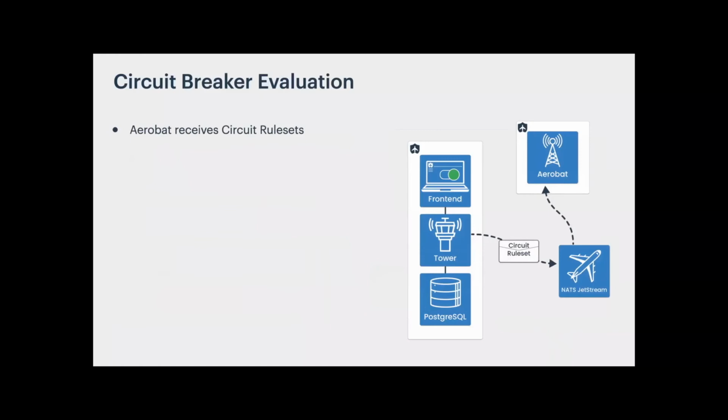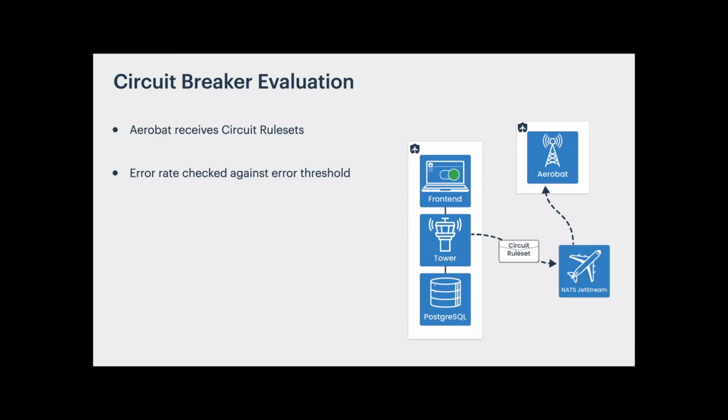In order to evaluate circuits, AeroBat must be aware of the developer configurations set for each flag. AeroBat receives these circuit rule sets by subscribing to NATS JetStream, consuming updated rule sets as they are published by Tower anytime an update is made. This lets AeroBat know what flags are active, the developer-set error threshold, and any automated recovery configurations. AeroBat stores these rules internally for evaluation, updating its state anytime a new rule set is received.